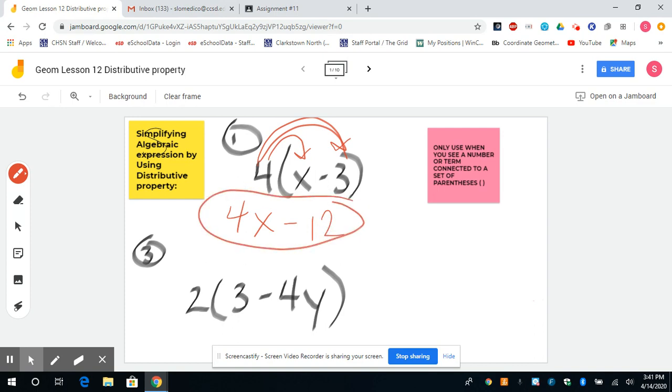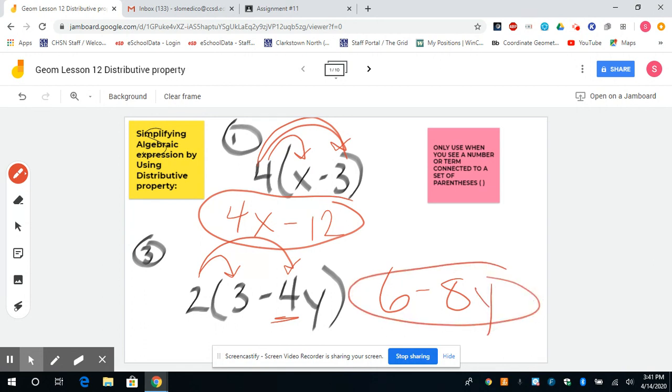Okay, next one. 2 times 3 is 6. 2 times a negative 4 is a negative 8. And then we just slap the y on there. These still aren't like terms, so that's your answer. Okay, so you guys are showing me work and the answers for this to get full credit. If I only see the answers, you're getting a 5 out of 10.